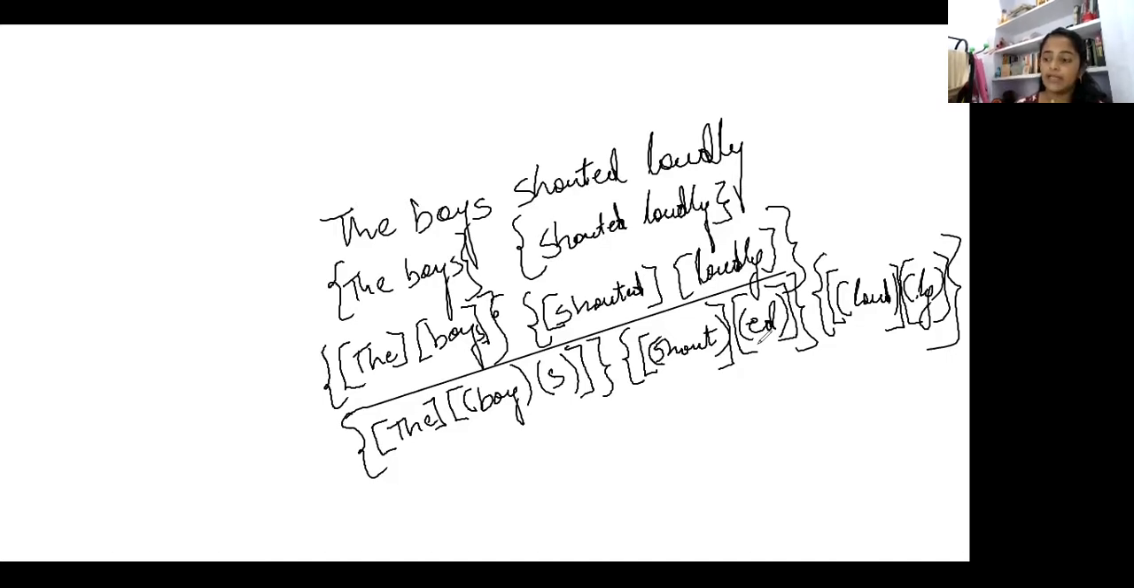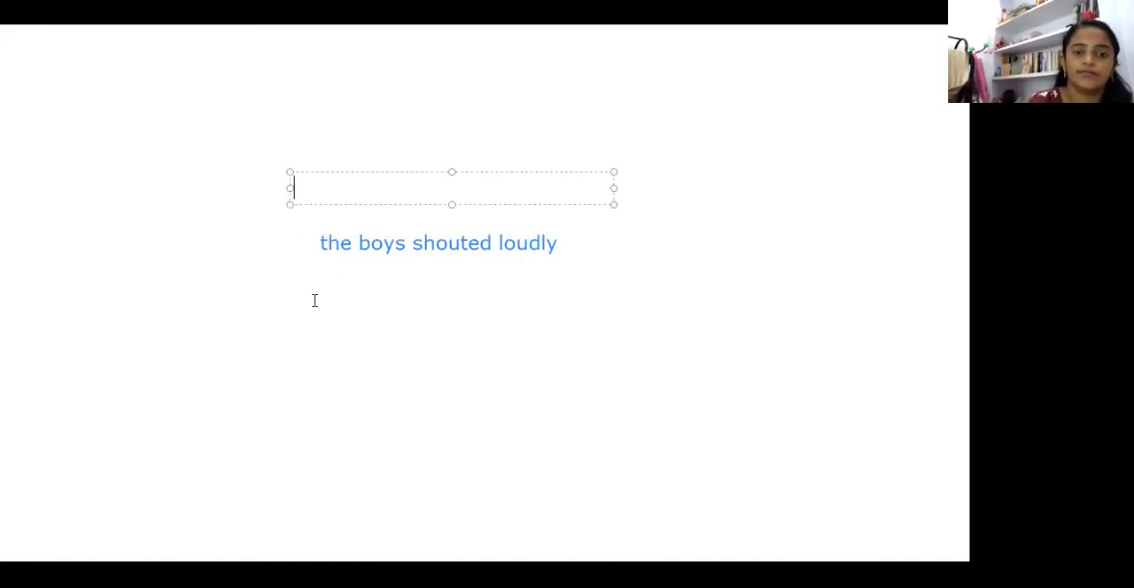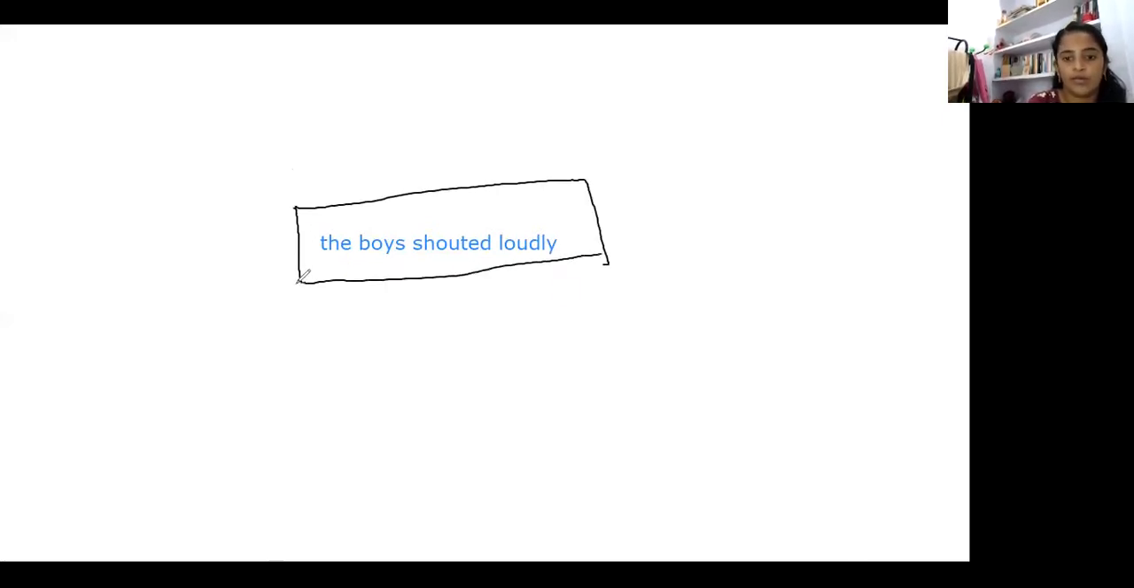All right, now the next method is the box method. The box method is just like this. I'm not going to write it down again. I'll just type it down so that we don't waste much time. The boys shouted loudly. So what happens with this boxing is that first you will begin by putting this entire thing under one box, okay?